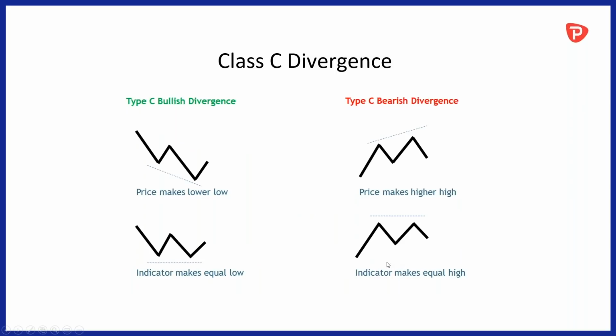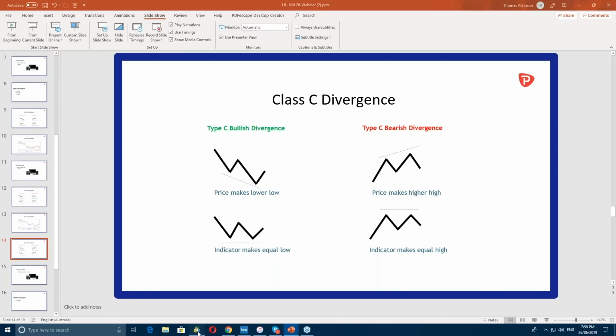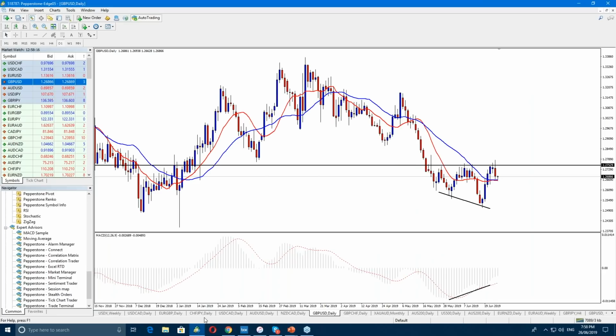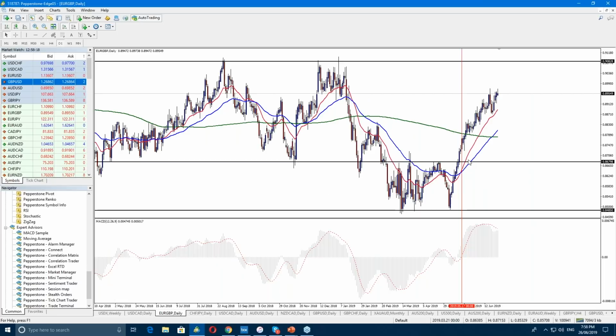Now, I can hear everybody screaming from the rooftops: if the price isn't making a lower low, how is it possible that it's better, or potentially better, than the Class A divergence? There is a very, very good reason for that, because, like Thomas alluded to, if price is making an equal low, or an equal high in the case of bearish divergence, what that generally means is that either a pattern is potentially forming, like a double top or a double bottom pattern, but also a lot of the time this is happening at a point of significant support or resistance.